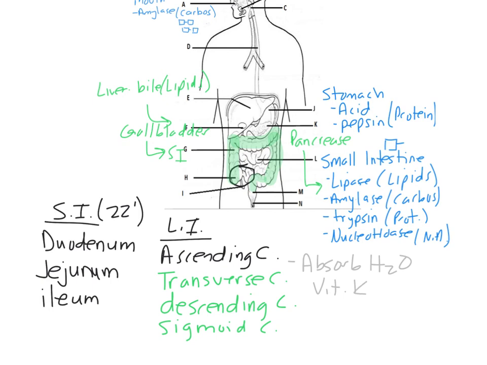Okay, those are the main parts. I hope you have other parts labeled, but those are the main parts and where the main juices or the main chemicals are located and what they actually digest. Hopefully this will help you on today's lesson, and then we will go from there. All right, thank you.